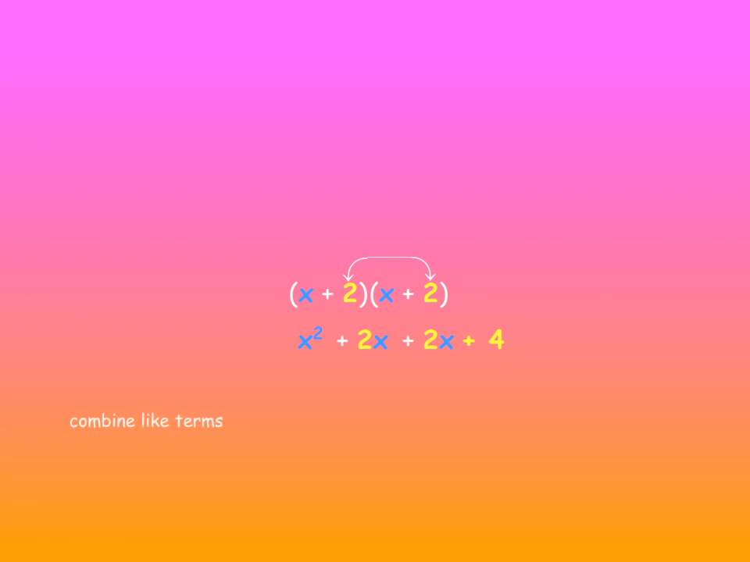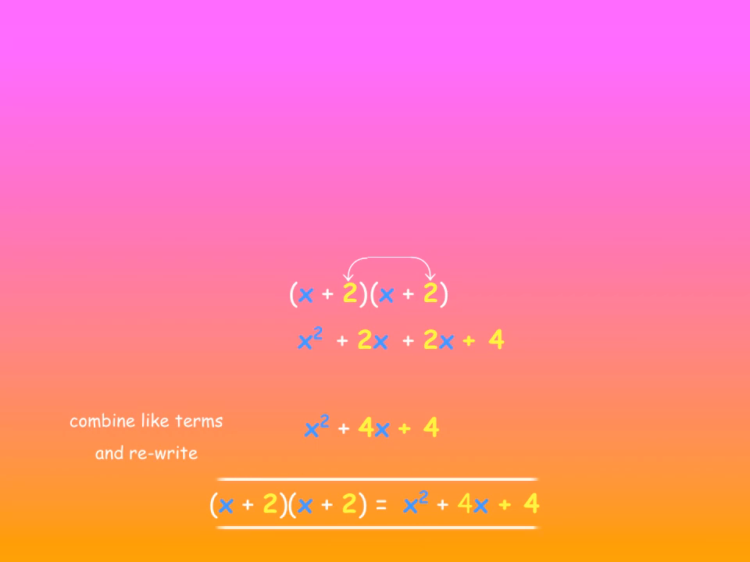Combine like terms, that combines to make plus 4x. Rewrite the others. And there we have it. x plus 2 times x plus 2 equals x squared plus 4x plus 4.